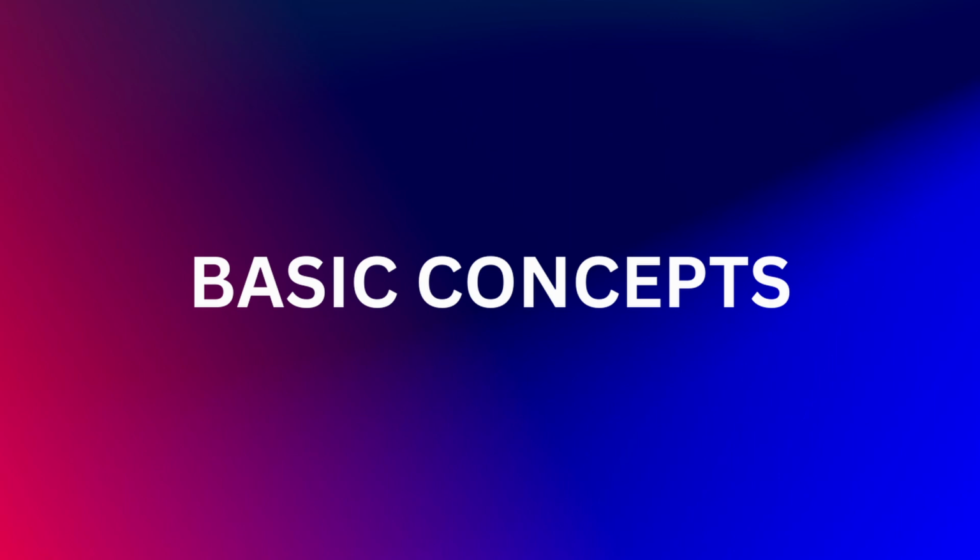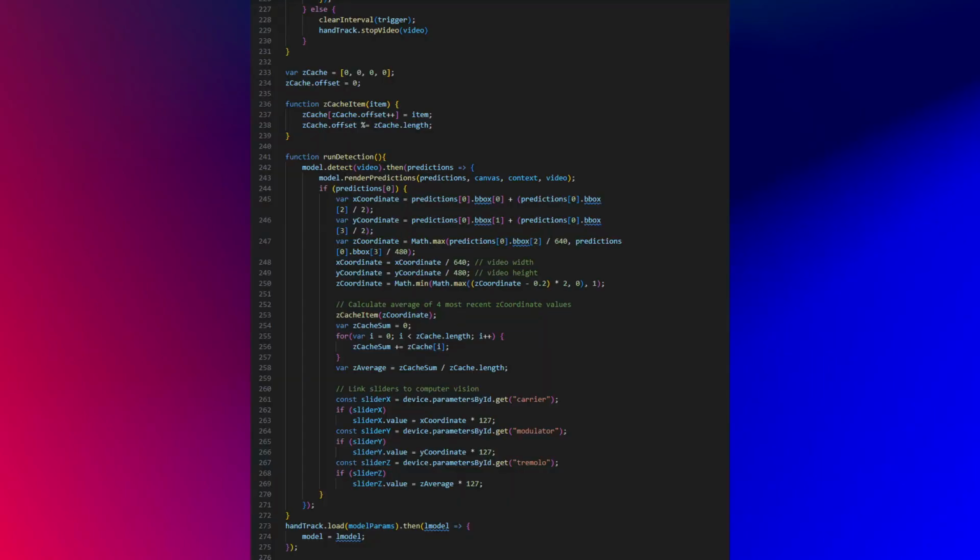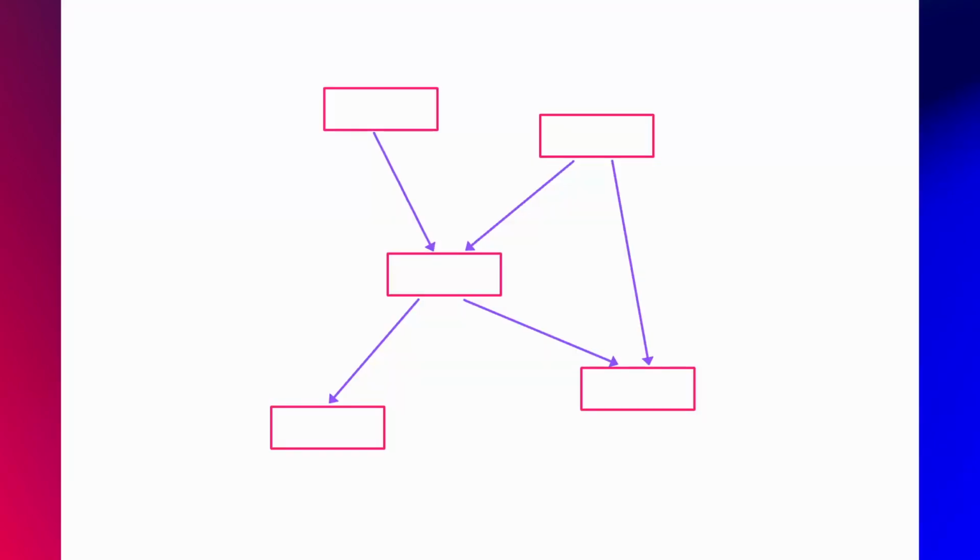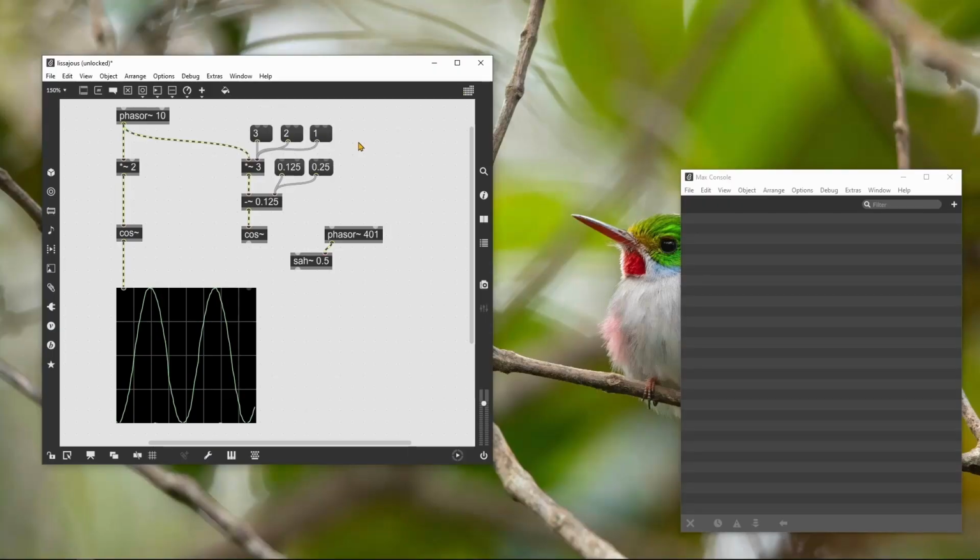Max is a visual programming language, and it's different from text-based programming because a visual programming language can be seen as a series of boxes that are connected with arrows, and the data is flowing between those boxes following the direction of the arrow. And I prepared a little patch beforehand to help to explain it.